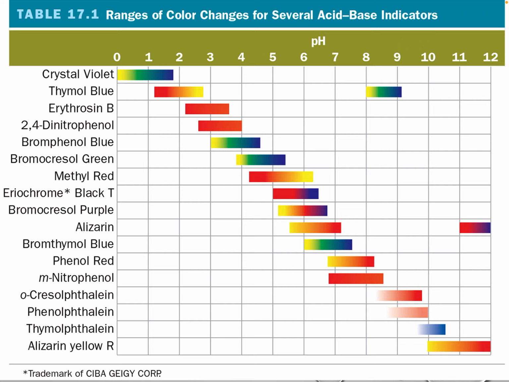So here's a bunch of different indicators. Again, you're going to want one that's changing color at the pH that you need. There's tons of indicators, so you would just pick whichever one suits your reaction and go from there. So we can actually be fairly specific with our indicator choice, and we can get fairly good endpoints that match our equivalence points if we're smart about which indicator we choose.